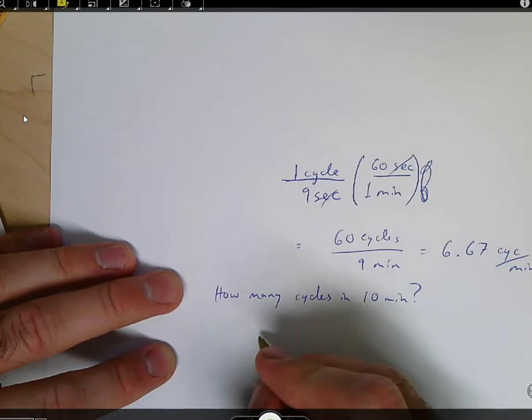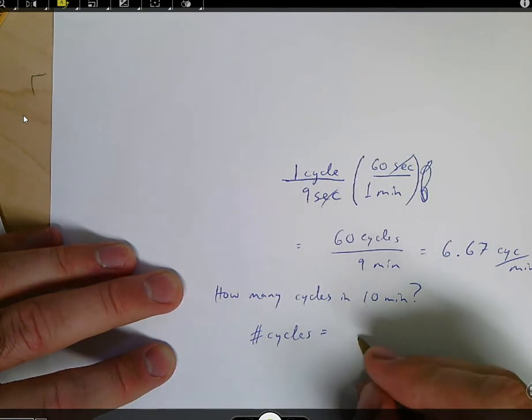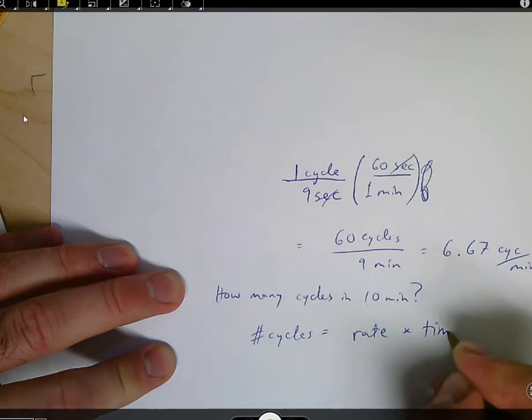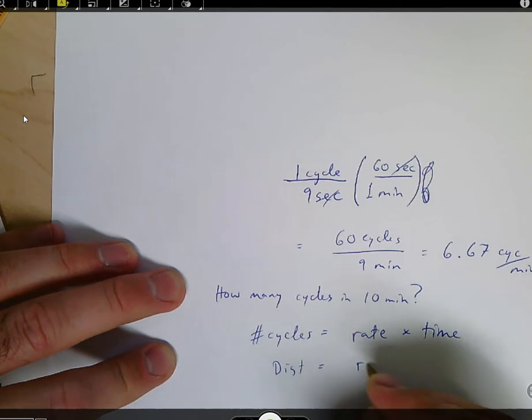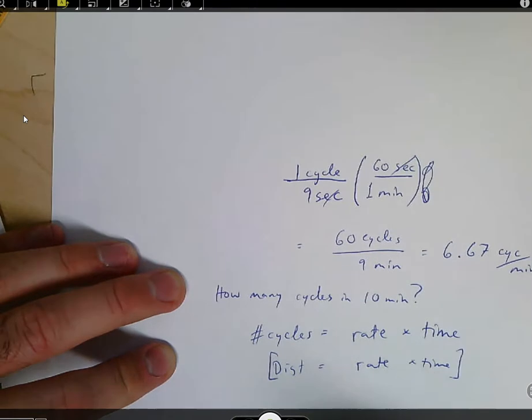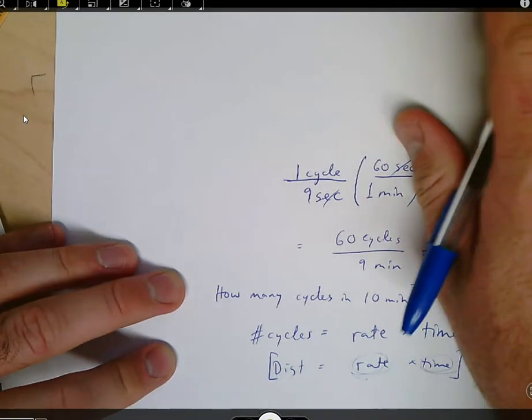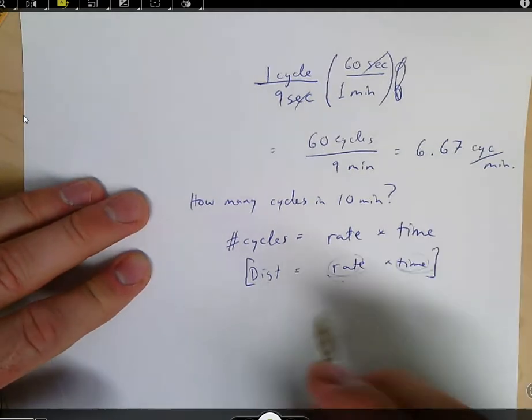Then we just basically say, number of cycles equals the rate times the time. Notice how I set this up in a way that looks like distance equals rate times time. It's actually the same kind of logic. If I'm going 5 miles per hour for 2 hours, then I've gone 10 miles. Same idea. If I'm going 7 cycles per minute for 10 minutes, I literally just multiply them.